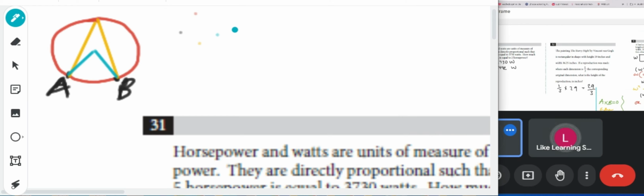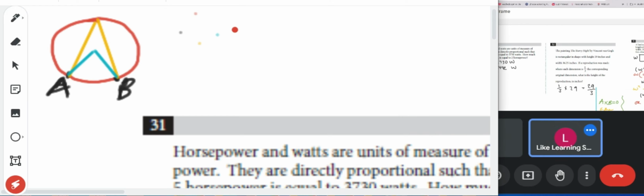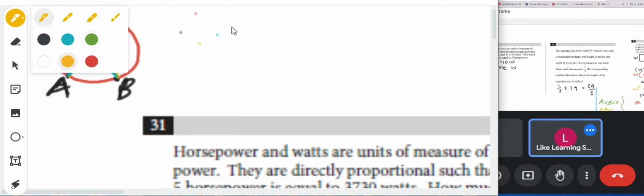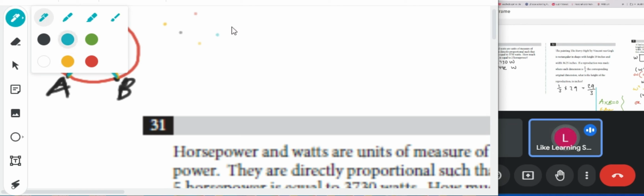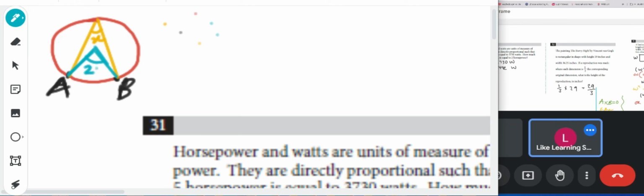Confirm if you can see what I've drawn. Yeah, I can see what you've drawn. Yes, it subtends an angle at the circumference and also another angle at the center. The one at the circumference is half of the one at the center. In other words, the one at the center is double the one at the circumference. If this is x, that's the one at the circumference, the one at the center will be 2x. Did you hear me? Yes, sir.